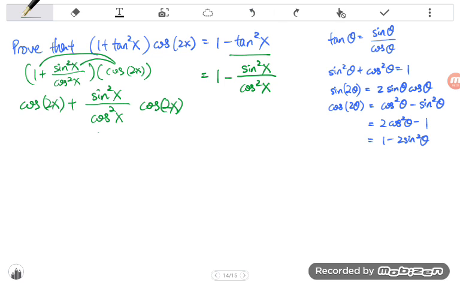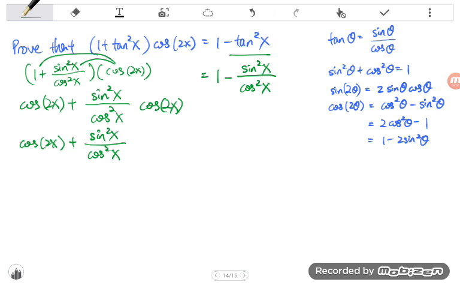So we are kind of stuck, but we have not really tried everything yet. So I'm going to leave that cos 2x there, plus, and I'm going to leave this sine square x over cosine square x. I'm going to leave that there, and I'm going to mess around with my cos 2x.